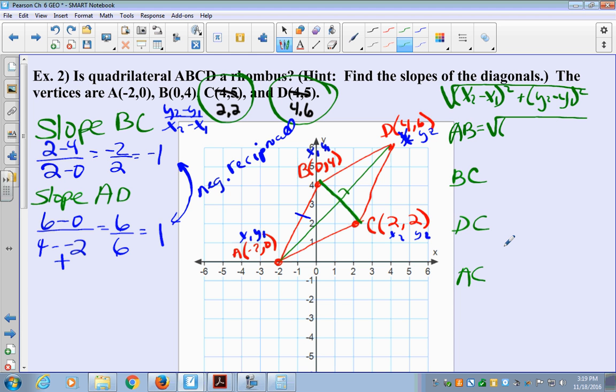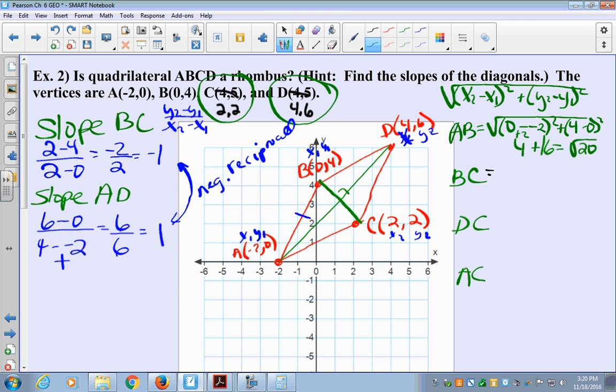x2, so let's make that 0, minus x1, which is negative 2, squared, plus y2, which is the y that goes with the 0, 4, minus y1, which is 0, squared. 0 minus a negative 2 is plus 2, and 2 squared is 4. 4 minus 0 is 4, and 4 squared is 16. AB is the square root of 20. I'm just going to go ahead and leave it in that format.